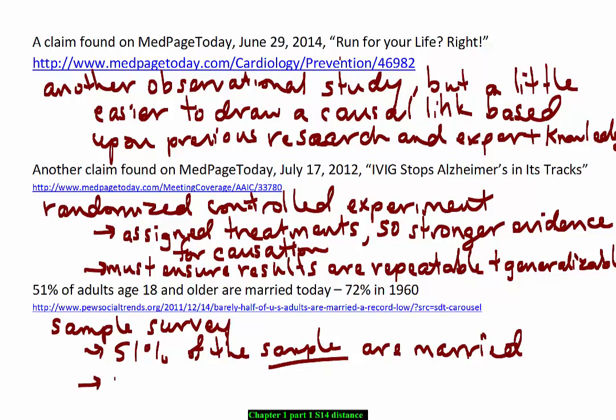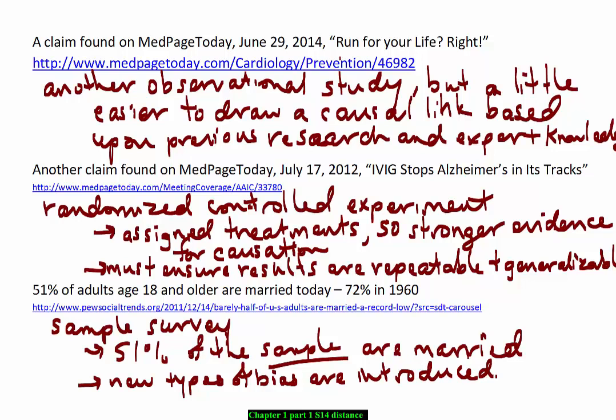Well, new types of bias are introduced. Because people can give incorrect responses. They can lie, they can forget. Now in this one, I think people would know whether they're married or not. So I don't think they're going to forget, but they could lie. They might not want to tell their actual marital status to the person on the other end of the telephone or the computer. And they might get it wrong because of our technical definition of what's married, separated, etc.